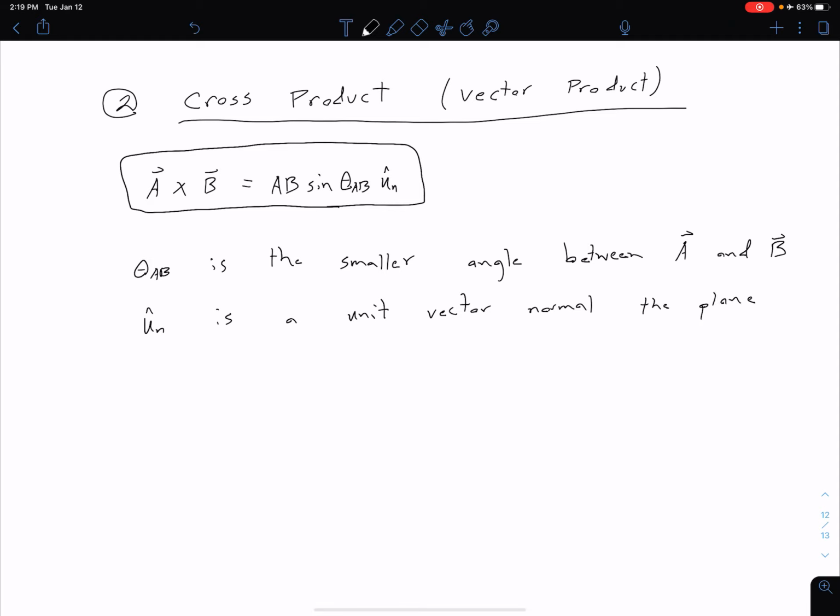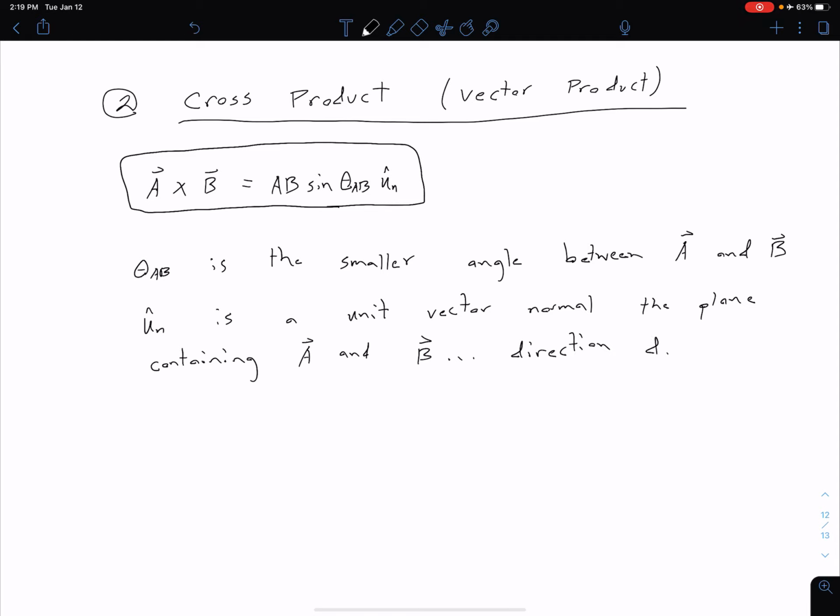So basically we're going into a third dimension with this unit normal vector, a unit vector normal to the plane containing our vectors A and B. If we think about, for instance, A and B both being in the plane of the page, then our unit normal vector, U sub n, is either going to be coming out of the page towards us or into the page, away from us. So how do we determine which direction this U sub n is going? We can use something called the right-hand rule.